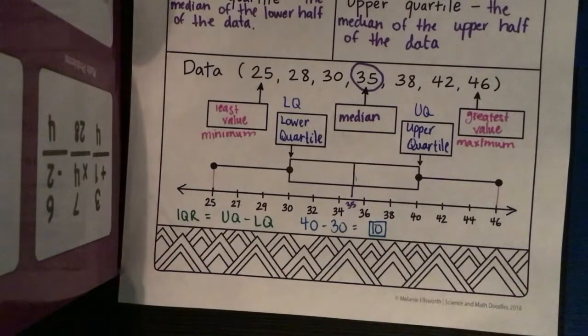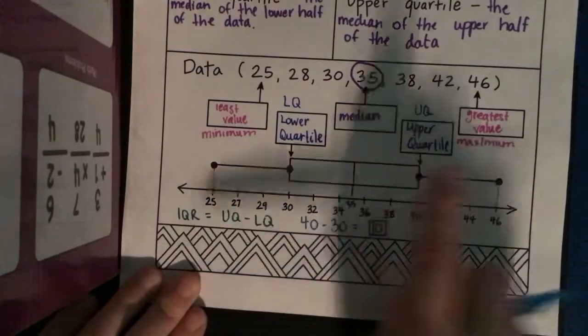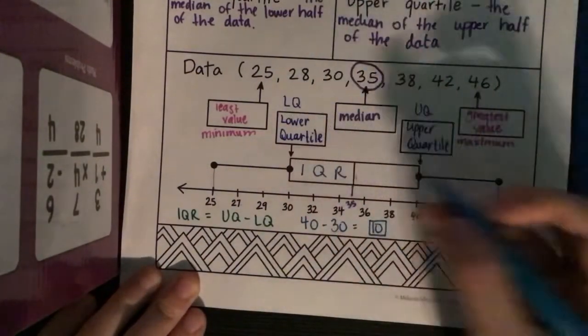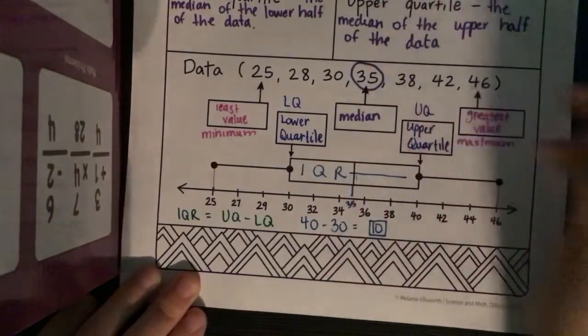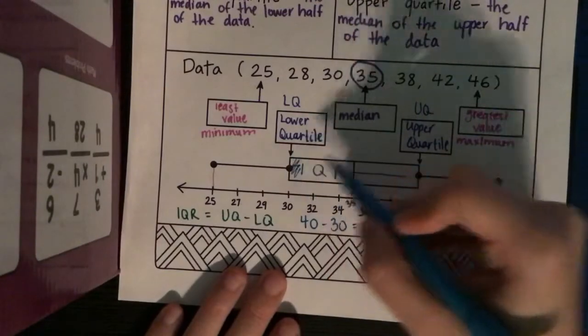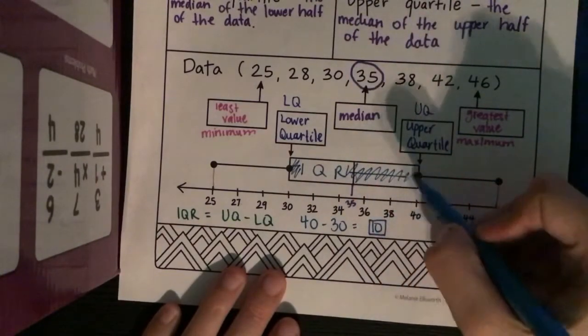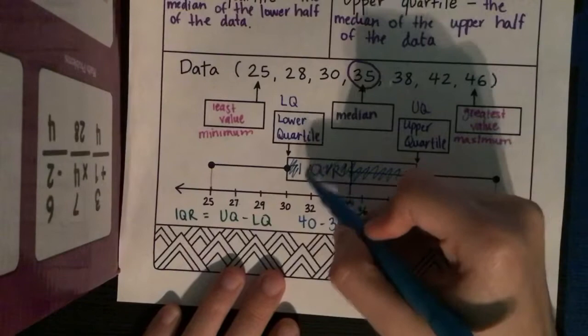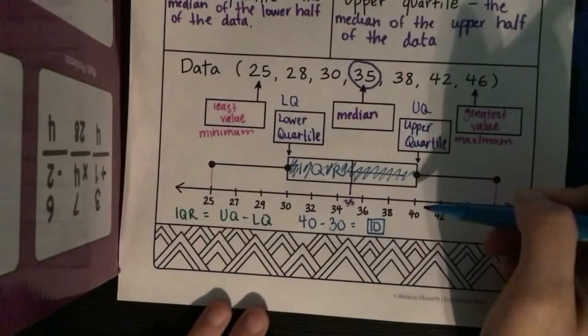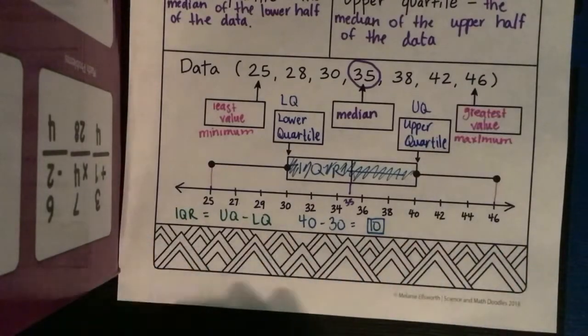Another way to remember this, the IQR represents the box. So what is the length of the whole box? So the IQR is all of this. So what is the length of the box? So if it goes from 30 to 40, it would be 10.